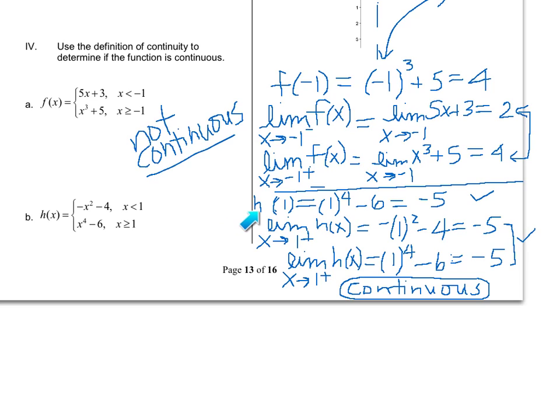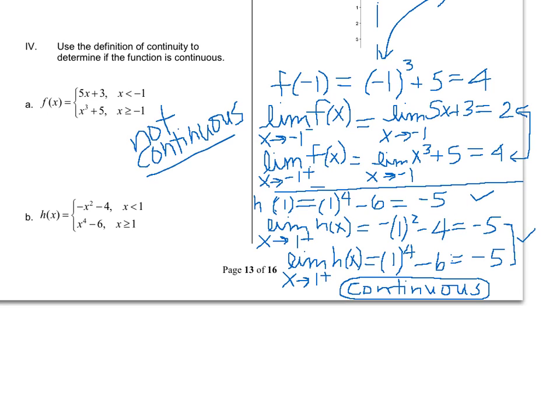Okay, so let me just talk you through what I did. The first thing was just to make sure that the function existed. So h of 1, you'll see the two domains here: one for x less than 1, one for when x is greater than or equal to 1. So I used the bottom function of the piecewise. I plugged in x equals 1. I get out a y value of -5. So there is a function value there.